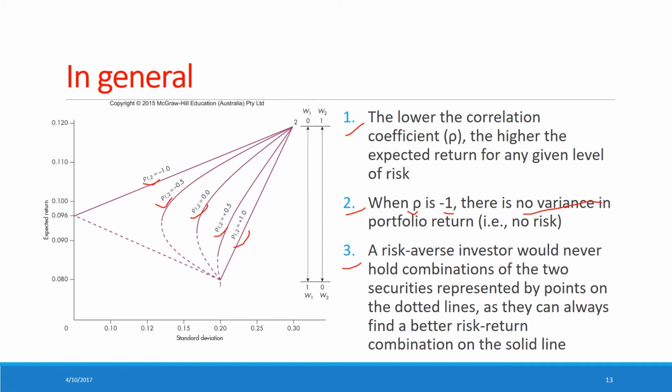Point 3. So if we have a risk-averse investor, the investor would never hold any portfolios that lie along these dotted lines, right? This is because they can do better at any level of correlation. They can always find a better portfolio on the solid line, right? So they would never choose any portfolios lying on the dotted lines. So the benefits of combining different assets with less than perfect correlation is what we call diversification benefits, and this is the foundation for modern portfolio theory.